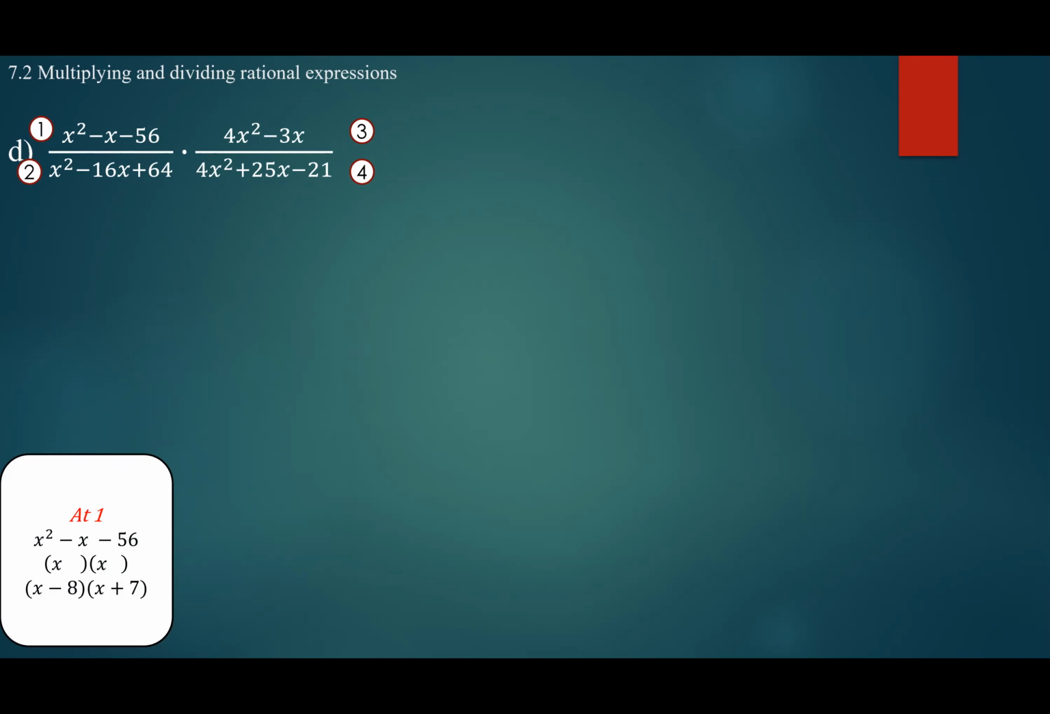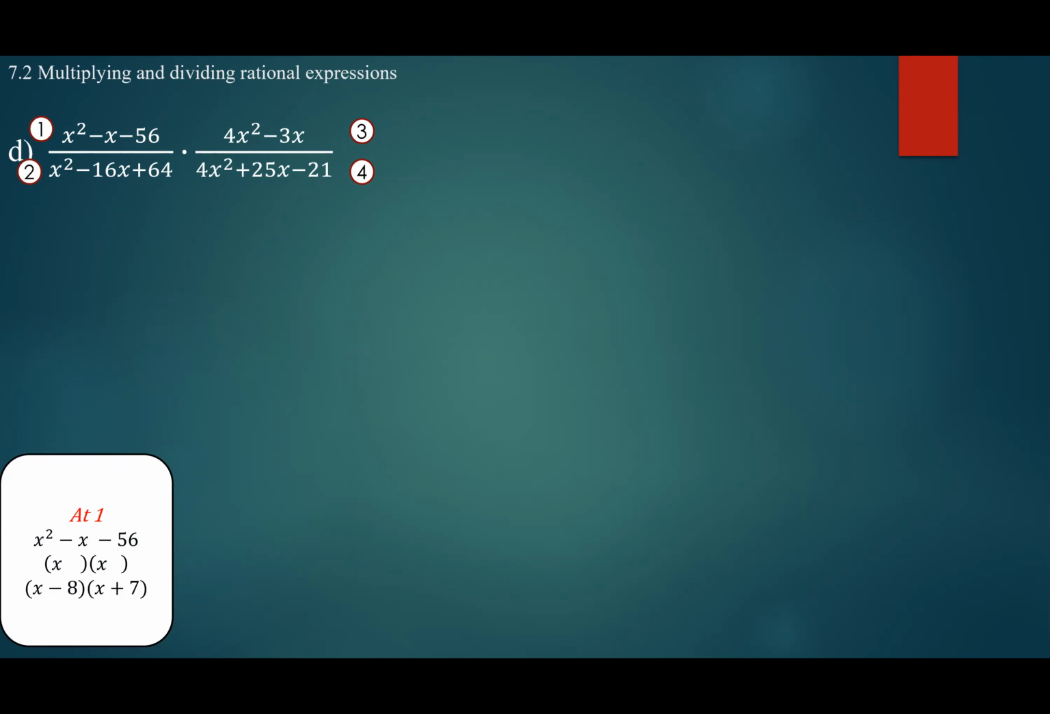And at 2, we ask ourselves, are there 2 numbers multiplied to give me 64, but added together to give me a negative 16? 8 times 8 is 64, and 8 plus 8 will give me 16, but the 16 is negative. In order for you to add, they have to have the same sign, so in this case they will both be negative. They cannot cancel out if they have the same sign. Same sign we add, opposite sign we subtract.